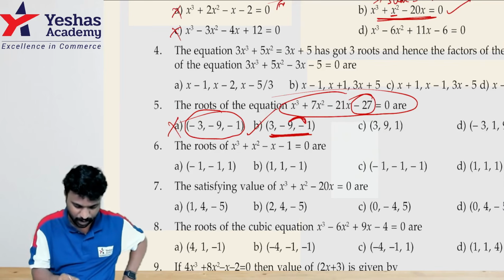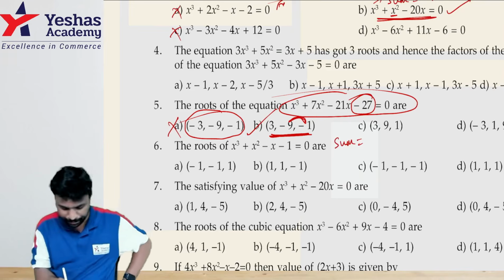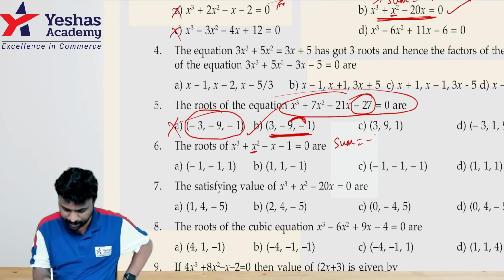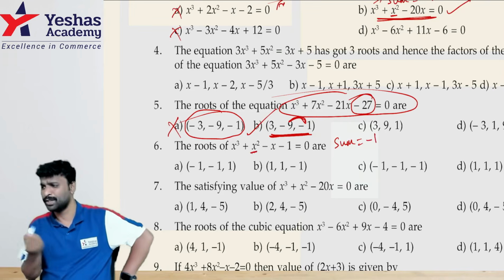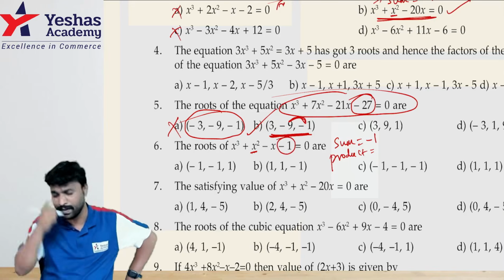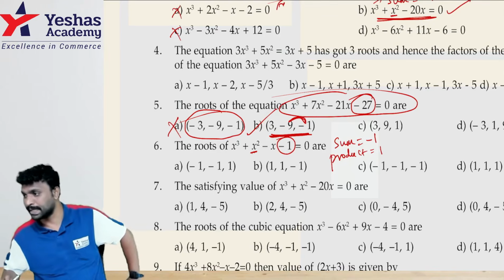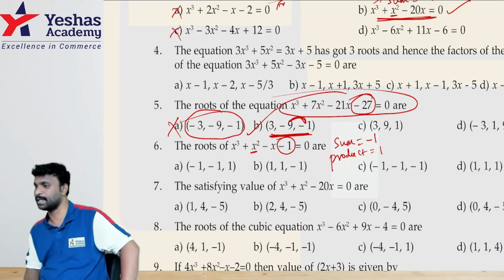Question number 6. Once again, the same variety. Guys, first of all, find the sum of the roots. Minus b by a. B value is 1. So minus of plus 1 is minus 1. A value is 1. So minus 1 by 1 is minus 1 only. And the product is minus d by a. D value being negative 1. So minus of minus 1 is plus 1. Guys, sum is minus 1 and the product is plus 1.